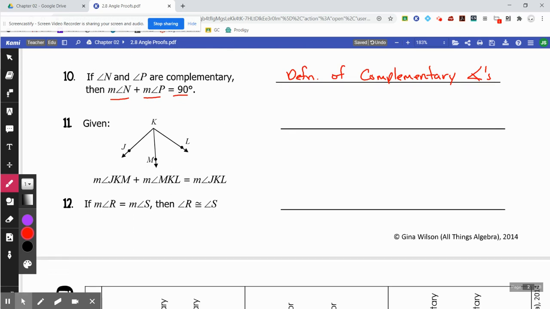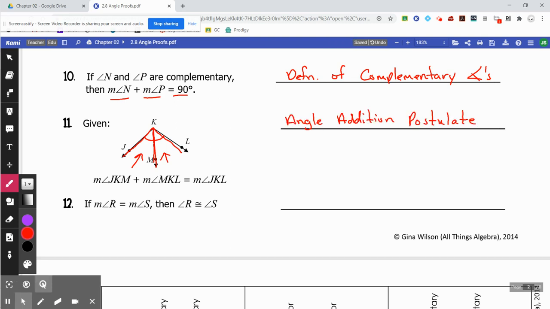Number 11 says, given the following drawing, JKM, which is this angle, plus MKL, which is this angle, adds up to give you the whole angle. That would be your angle addition postulate. This angle plus this angle equals the whole one, works the same as the segment addition postulate.